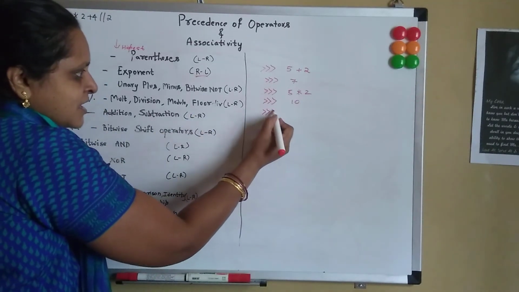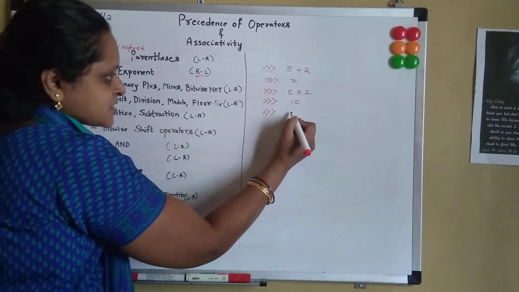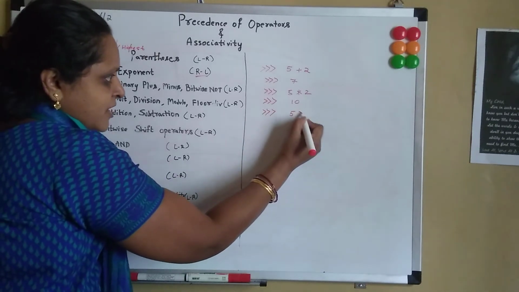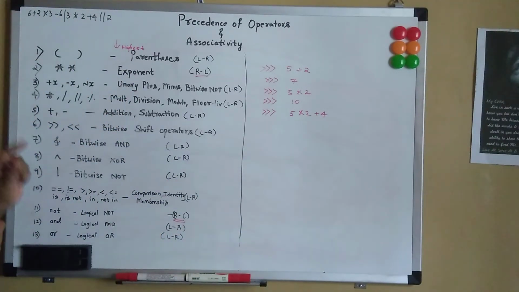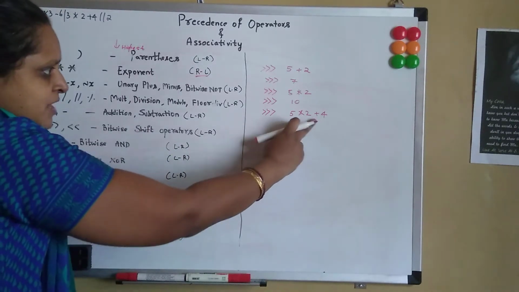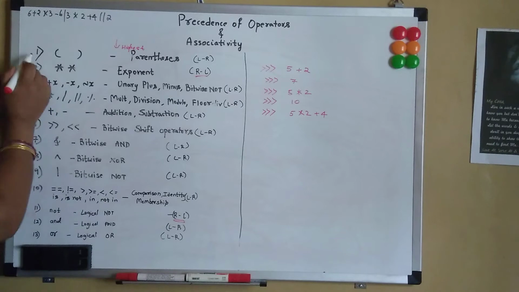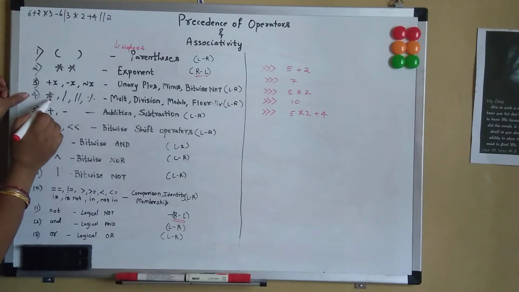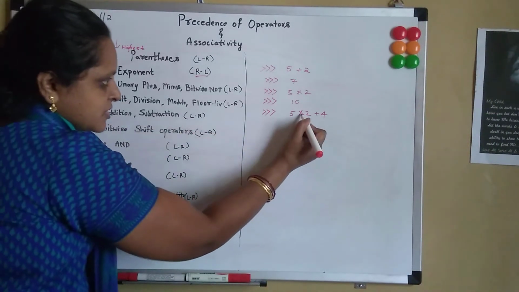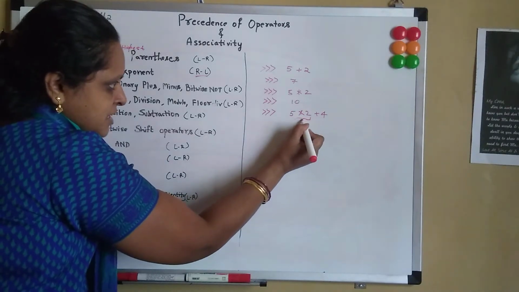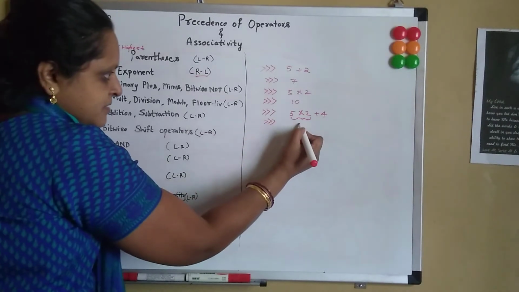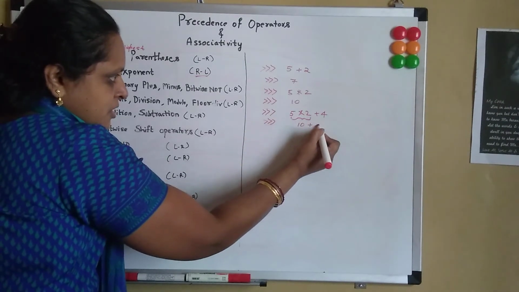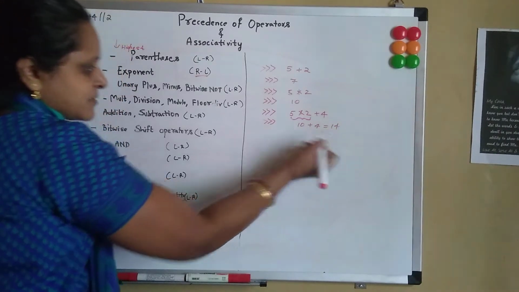Next, let me take an expression with two operators: 5 * 2 + 4. Now we have to look into the precedence chart to see which is at the highest priority. Based on the precedence chart, multiplication is at a higher priority. So the multiplication has to be solved first. So 5 * 2 is 10. 10 + 4, the result is 14.